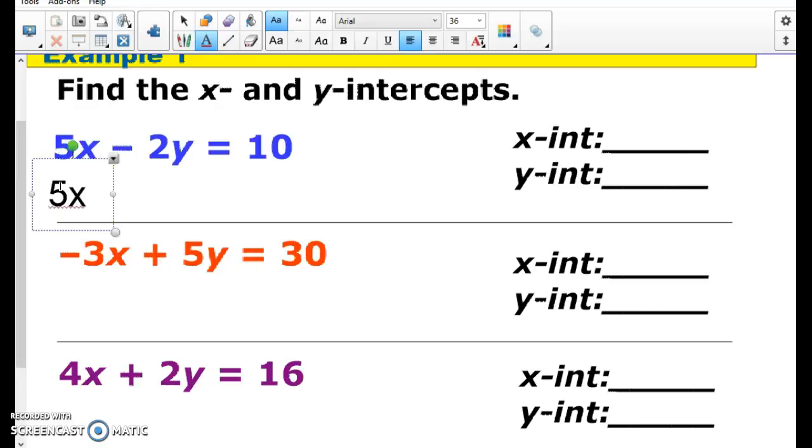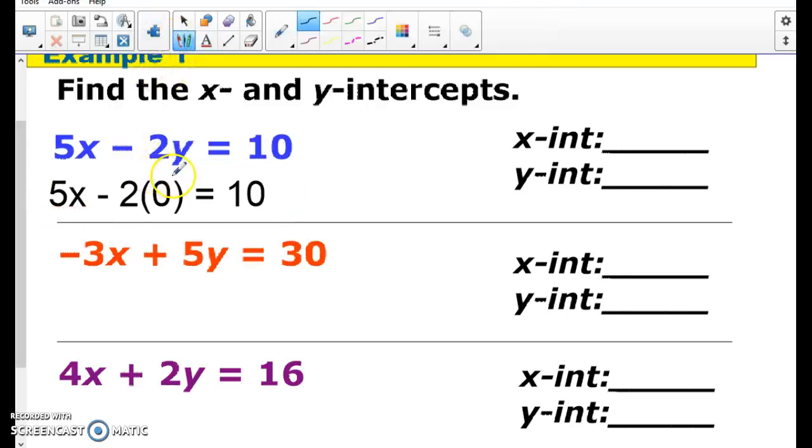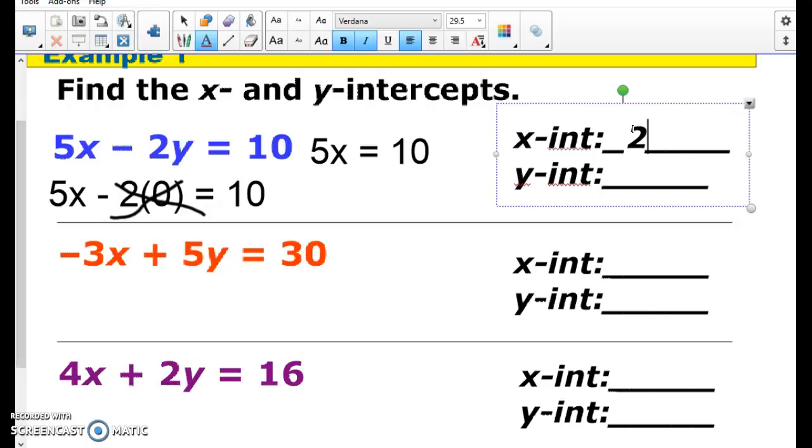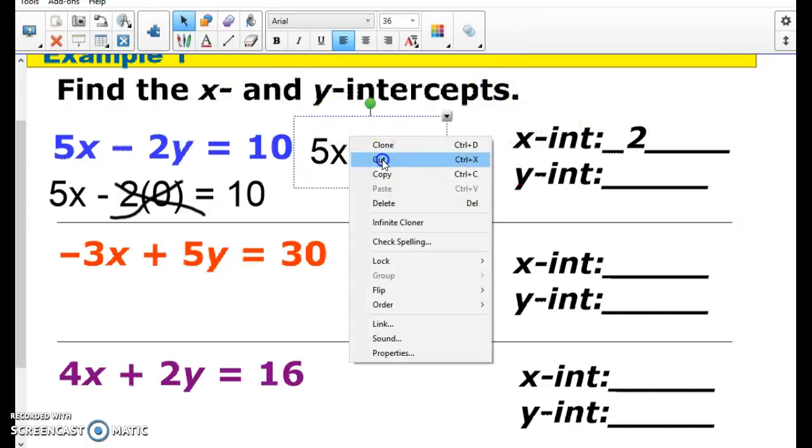So we have 5x, and now instead of -2y, it said put in 0 for y. So 2 times 0 equals 10. Well, really with that 2 times 0, that pretty much gets eliminated because anything times 0 is 0. So what I'm really left with is 5x equals 10. And then so I know my x-intercept would have to be 2 because 5 times 2 is 10. Okay, and then we would do that all over again.